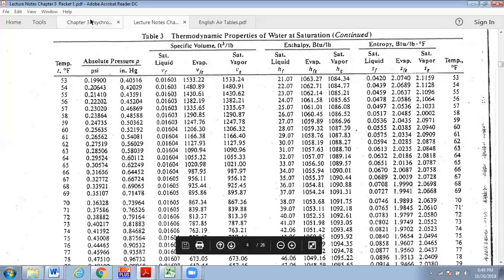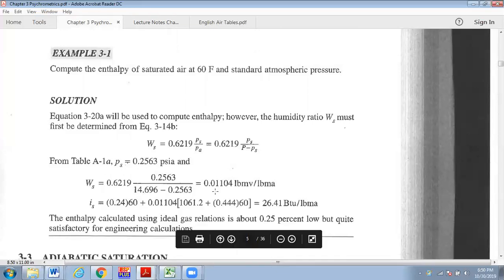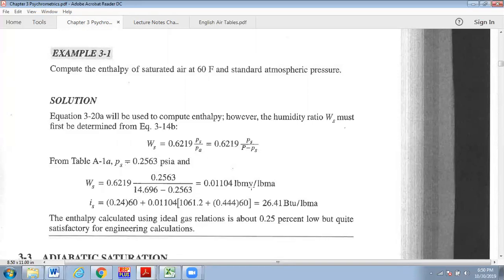So say 0.2563. Well, that's the vapor pressure of the water vapor, and that's the piece of S, and it's an S instead of a V because it's saturated. And then the piece of A is just the total pressure minus the saturation pressure, okay? Because that's all we got left is dry air. So you just plug the numbers, and it comes out 0.01104 pounds mass of water vapor per pound mass of dry air.